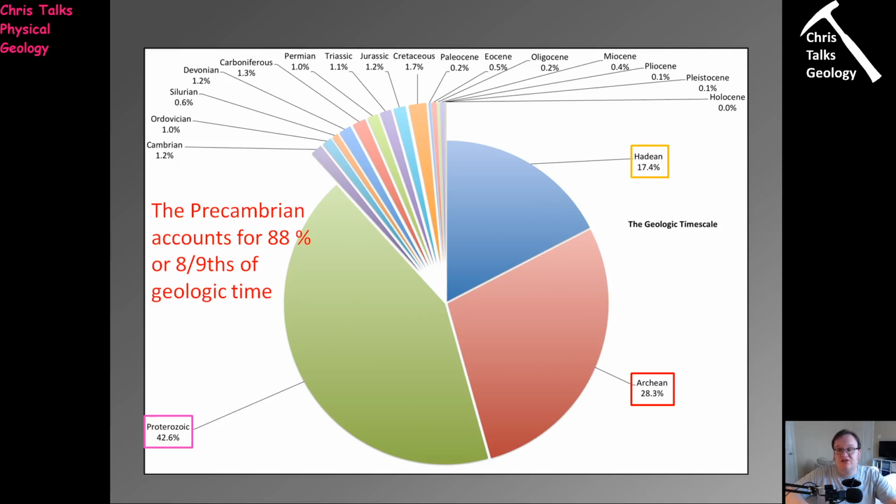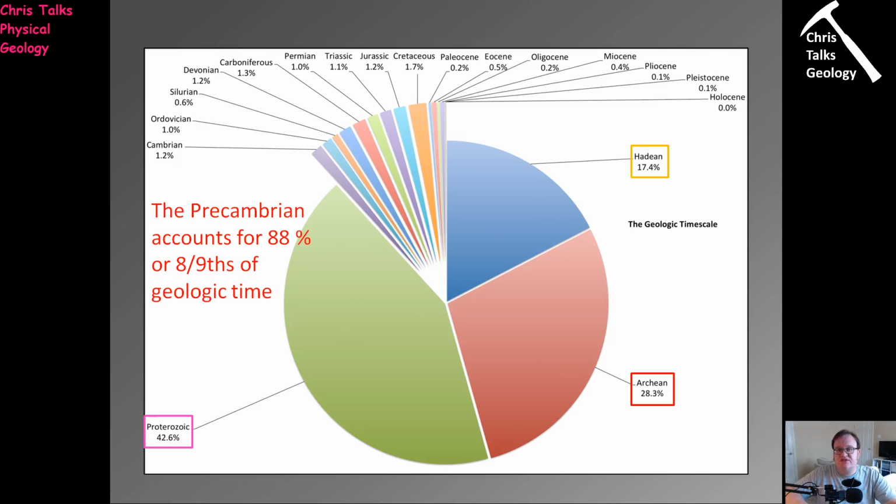So this is a pie chart showing you the breakdown of geologic time. And the first thing you're going to notice is this. The Hadean, the Archean, and the Proterozoic make up 88% of all geologic time on Earth. So the Precambrian makes up 88% of all geologic time. So you can see, obviously, that's quite a large chunk, isn't it? The question that's obviously going to spring to mind is, well, why is this?